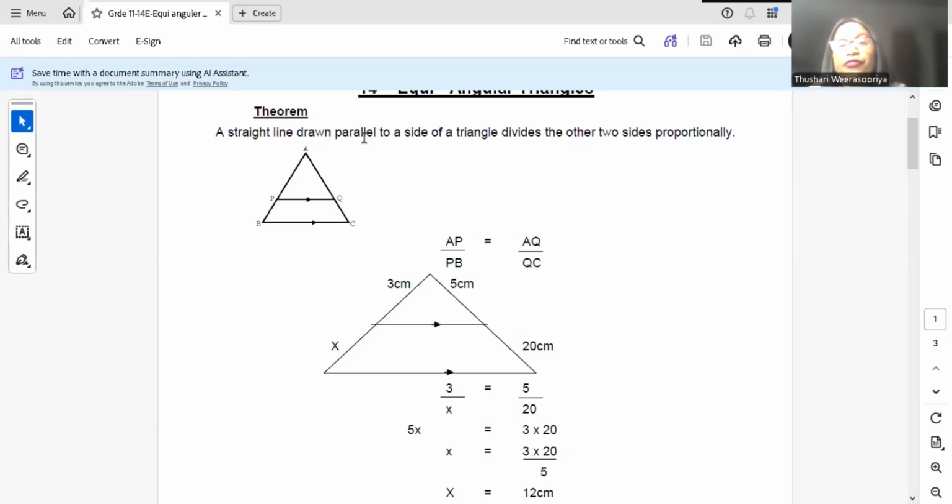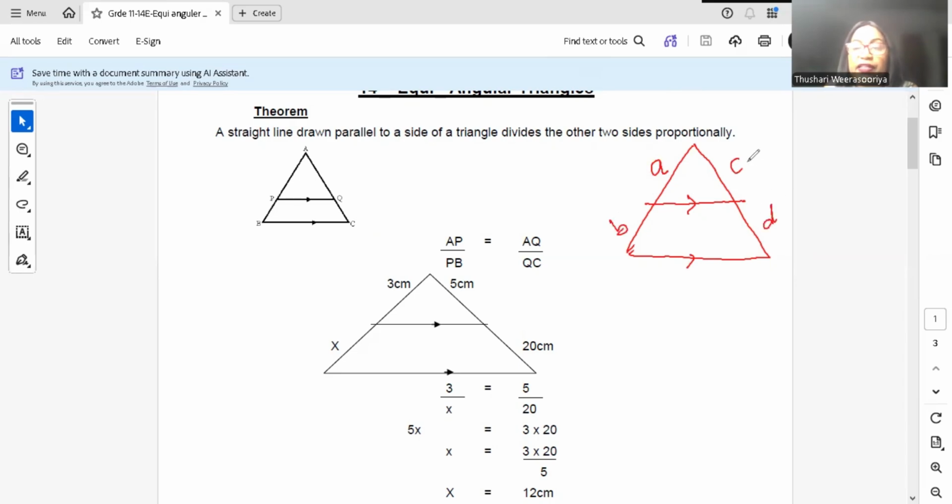It says, now there is a triangle. I'll just take this triangle and I'm drawing a parallel line to one side. I'll take these two lines are parallel. This line divides the other two sides proportionally. If this is A and this is B, this is C and this is D. Right?